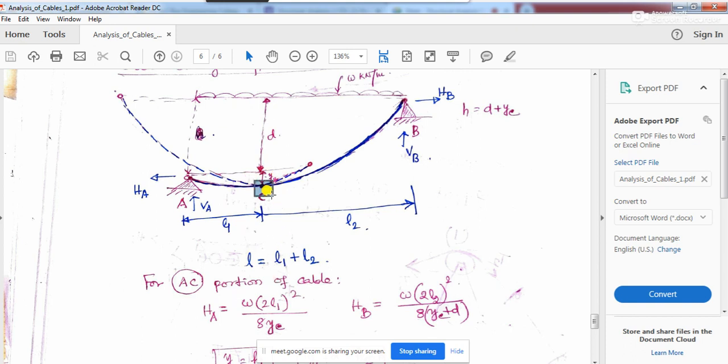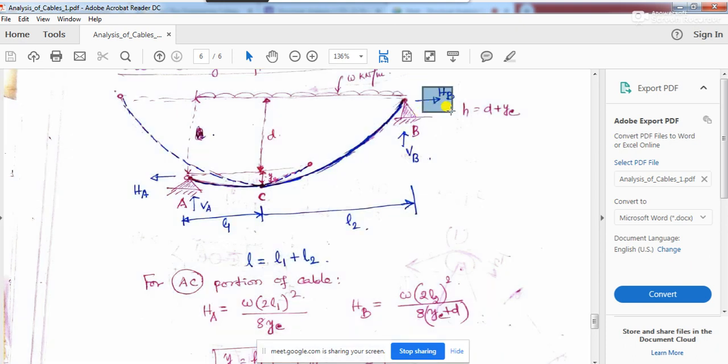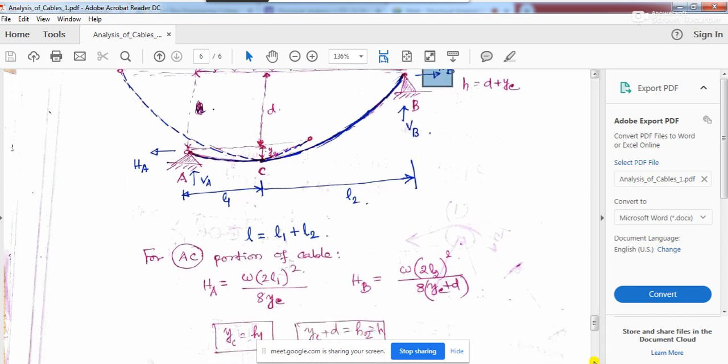So if you take moment about C for this portion, and about C for the other portion of the cable, and if you take moment about either B or A, then you are going to get three equations, right? Those three equations will comprise three things: one is VA, one is VB, and another is H. Once you have the three equations, you should be able to solve them and find the three unknowns. But you need not go into the details of that solution.